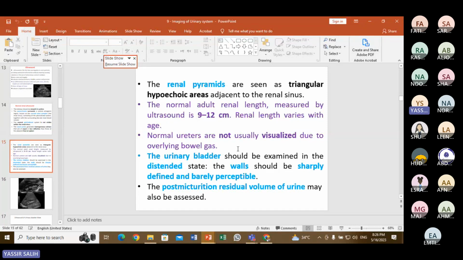Why? Due to overlying bowel gas. Then why are ureters not usually visualized by ultrasound? Due to overlying bowel gas. يعني ممكن يجيب لك other causes، other explanation wrong explanation.